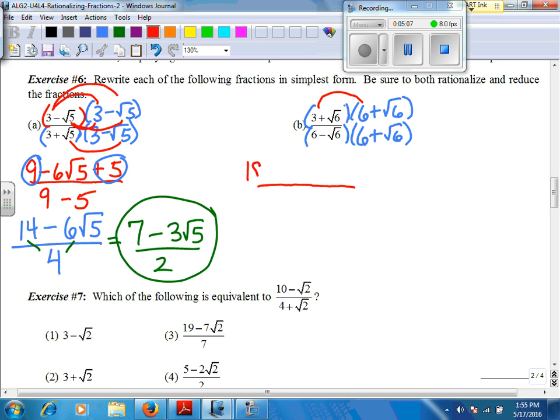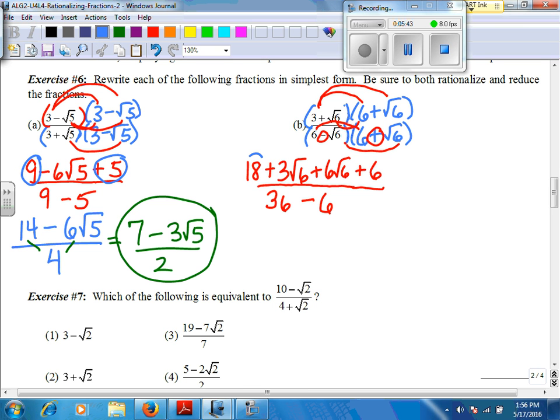I'll go slow because I'm probably still working on this one. 18, first term. Next term, 3 squared is 6. Next term, 6 square root of 6. And last term, plus square root of 36, which I'm not even going to bother writing because I know square root of 36 is 6. Denominator, 6 times 6, 36. Because they are conjugates, I already know the outer and the inner will cancel. Minus 6, square root of 6 times square root of 6, which is square root of 36, or just 6.